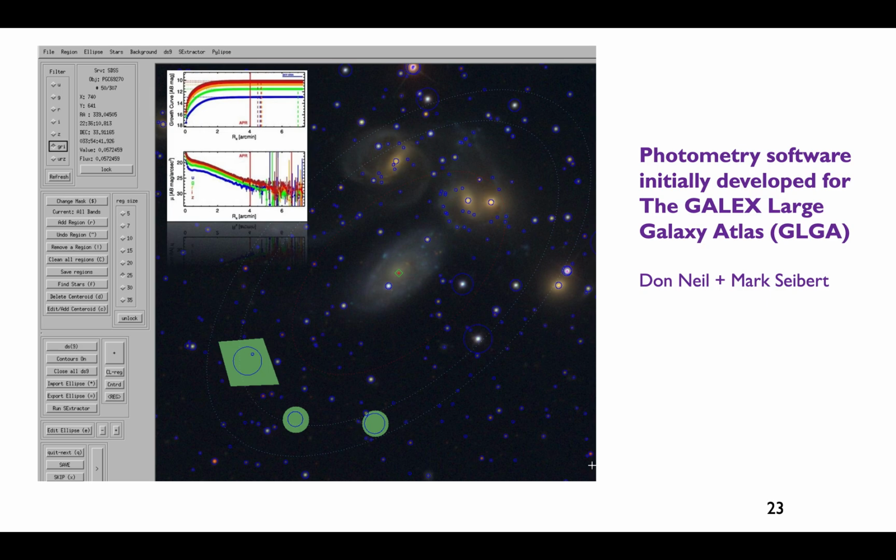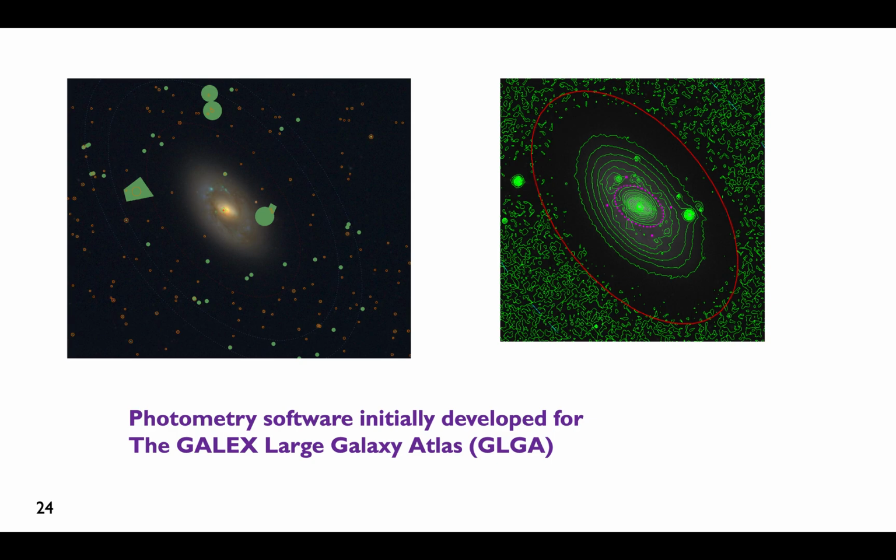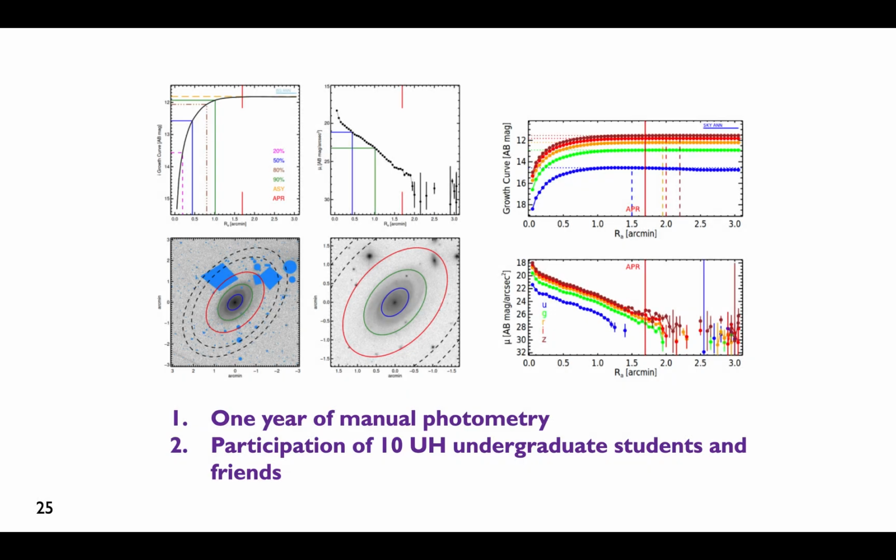The photometry process was challenging because we needed to mask the foreground stars, companion galaxies, or any anomalies in the image. We developed something like Photoshop to facilitate this process. We trained 10, 15 undergraduate students and friends to help us with the photometry. It took us a year to go through the entire sample of about 20,000 galaxies that we originally had. Many of these galaxies have been rejected, but it took us a year to complete the photometry.